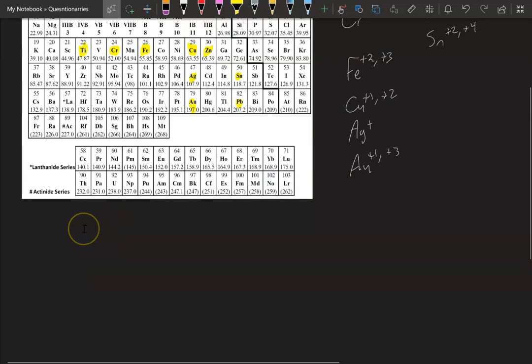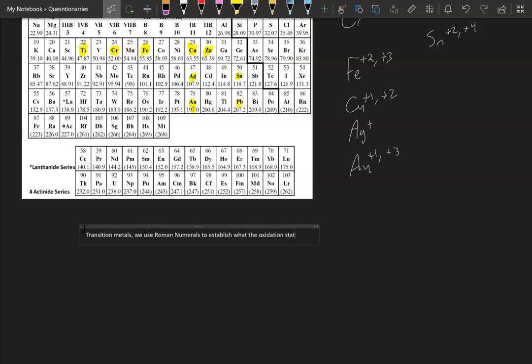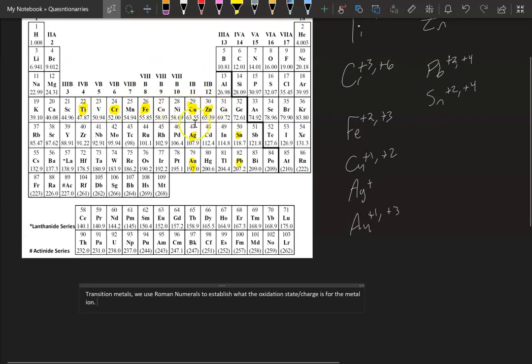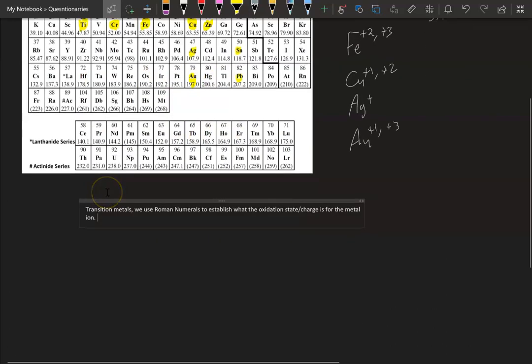Remember that for transition metals, we use Roman numerals to establish what the oxidation state, or charge, is for the metal ion. Any of these metals that are found in the transition metals are fair game, but the ones that you should know are the ones that are highlighted in yellow here. Those are the ones that you should know.